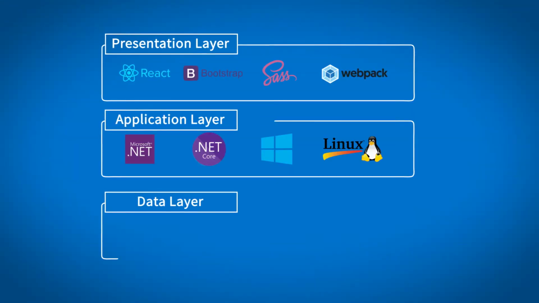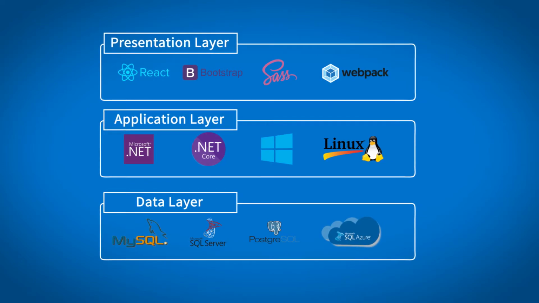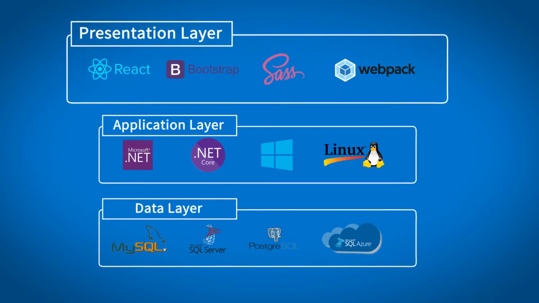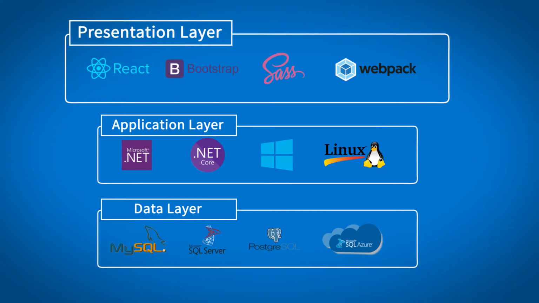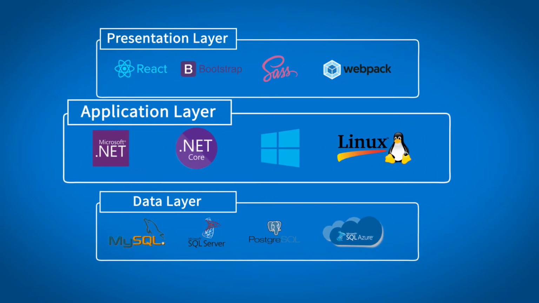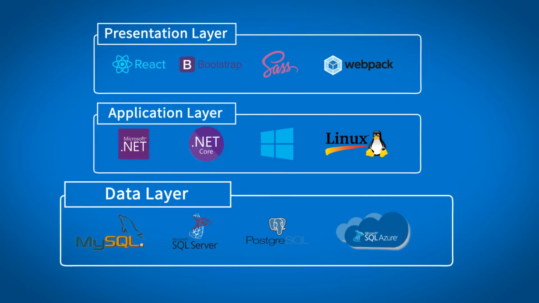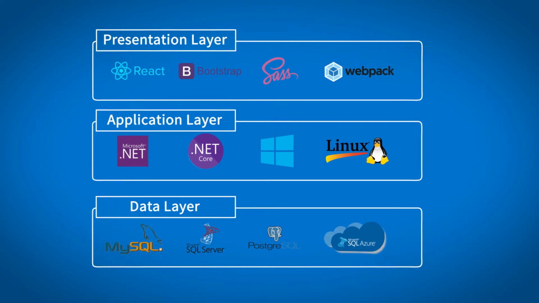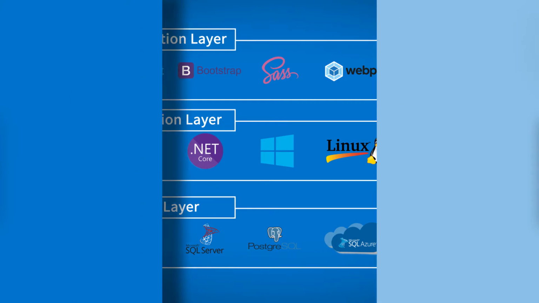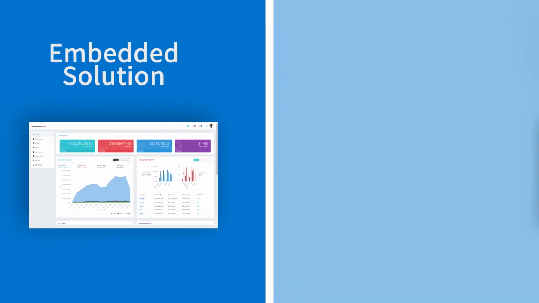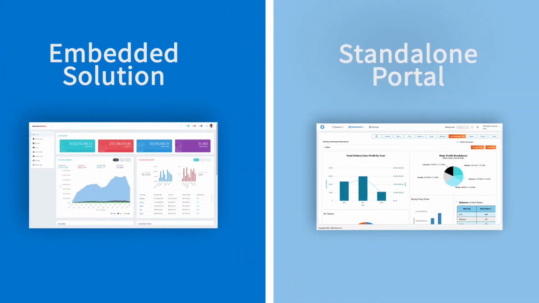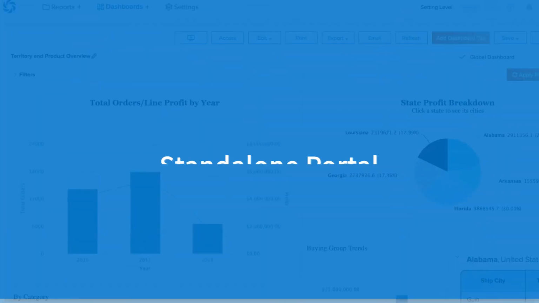Izenda's modern infrastructure offers a three-tiered web application consisting of a React.js single-page application front-end, a .NET or .NET Core stateless web API, and a dedicated configuration database for Izenda's configuration metadata. This unique and flexible infrastructure allows Izenda to be deployed as a fully embedded solution or as a standalone portal completely independent of any host application. In this video, we'll highlight both deployment options.